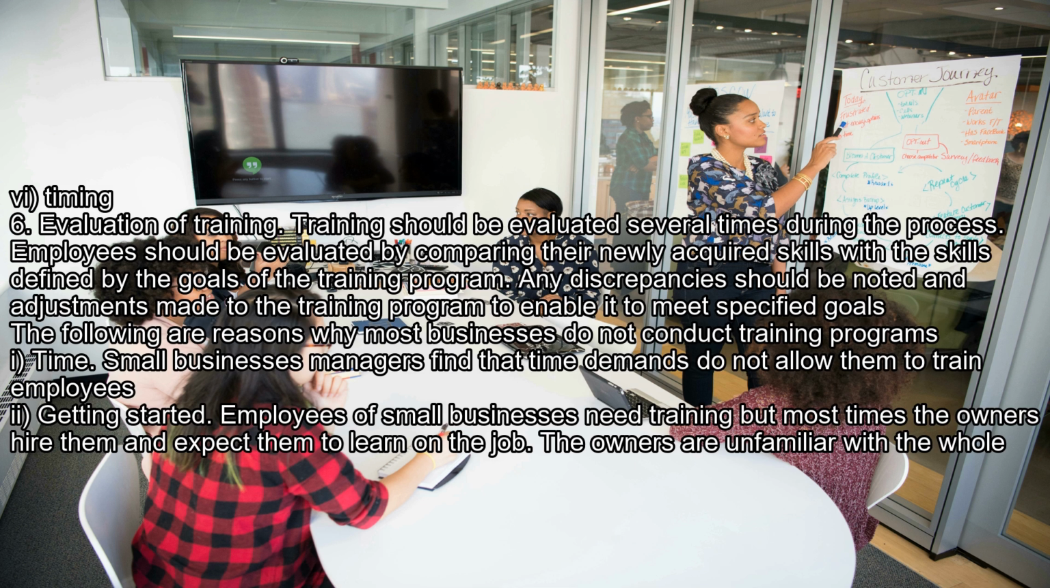5. Timing. 6. Evaluation of training. Training should be evaluated several times during the process. Employees should be evaluated by comparing their newly acquired skills with the skills defined by the goals of the training program. Any discrepancies should be noted and adjustments made to the training program to enable it to meet specified goals.